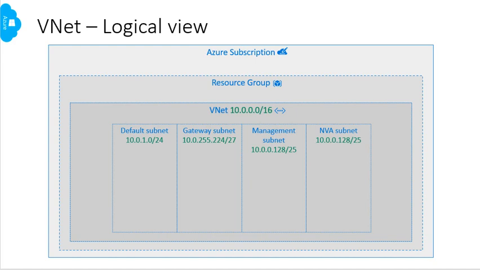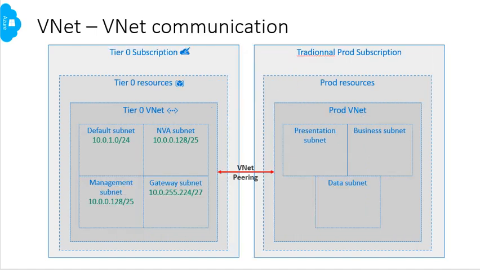Something like this. The VNet will be /16, 10.0.0.0/16. Then under the VNet we will have a default subnet 10.0.1.0/24, a gateway subnet, a management subnet, and an NVA subnet. I need to do the same across two and create a peering between them.